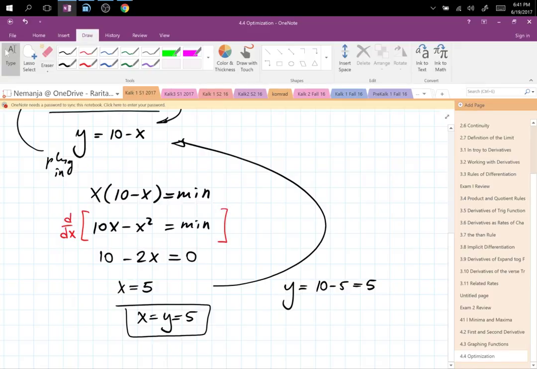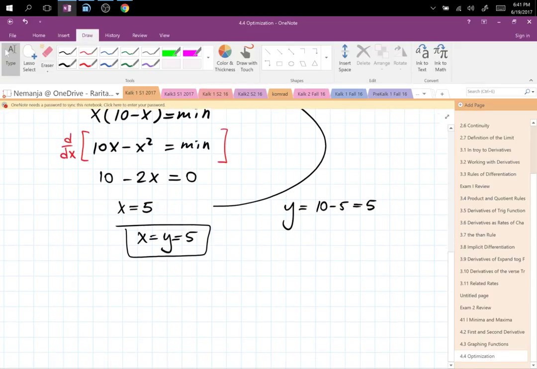Now, if you want to verify that this calculation did give us the best values for x and y, so we have a minimum, remember what you had. The constraint was that x plus y has to be 10. So this is the solution. We're done. Now we're just checking the answer.